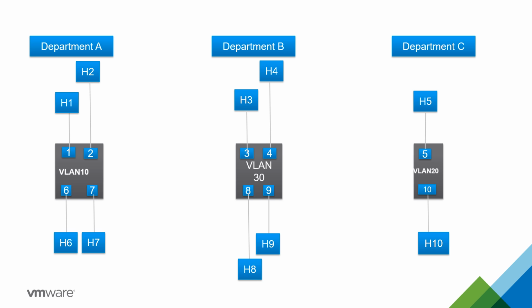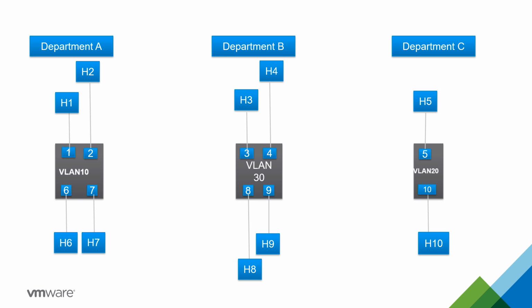Now, how does your switch deliver that particular packet coming out of H1 to a device which is part of the same segment as H1? That means it is supposed to be delivered to H6, H7, or H2 only. Okay, so that is where tagging comes into the picture.